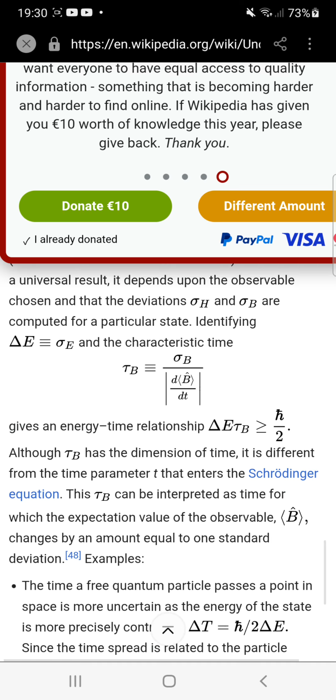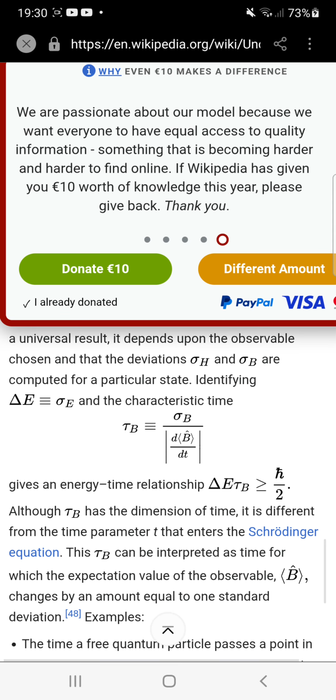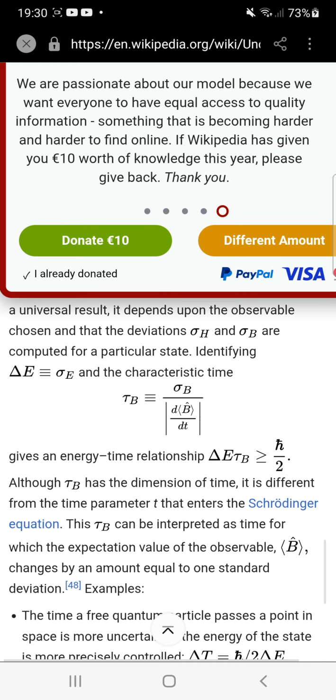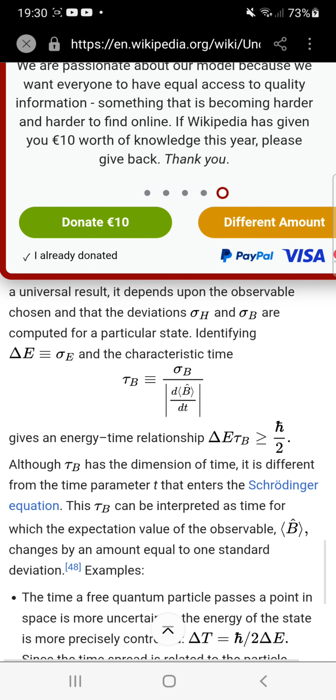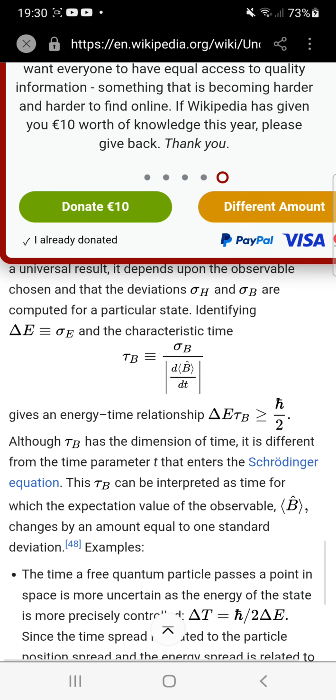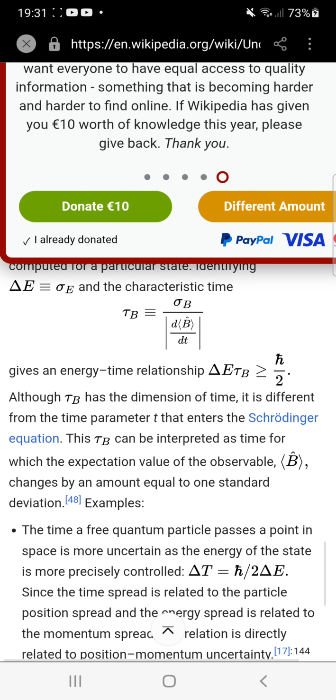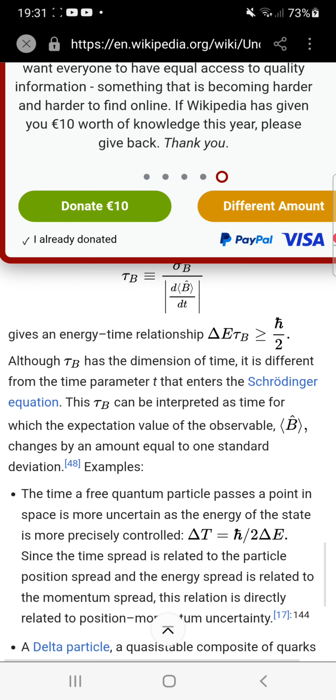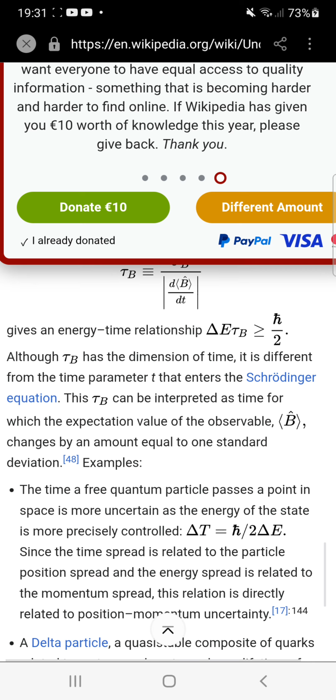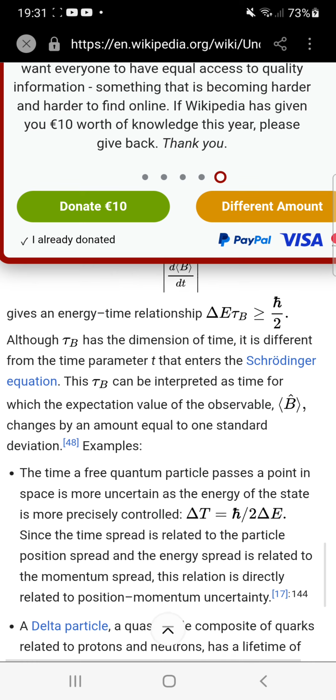The standard deviations sigma H and sigma B are computed for a particular state. Identifying delta E as identical to sigma E, and the characteristic time tau B identical to sigma B divided by the absolute value of d B hat divided by dt, gives an energy-time relation: delta E times tau B greater or equal to h bar divided by 2.